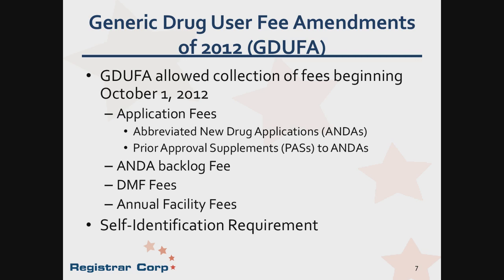With the implementation of GDUFA, FDA has the authority to collect fees related to application fees for abbreviated new drug applications, prior approval supplements to ANDAs, a one-time ANDA backlog fee, fees for type 2 DMFs referenced in ANDAs, and annual facility fees of manufacturers of generic drugs. Also, manufacturers of generic drugs are required to submit an electronic submission known as self-identification, which helps determine the next fiscal year user fees.